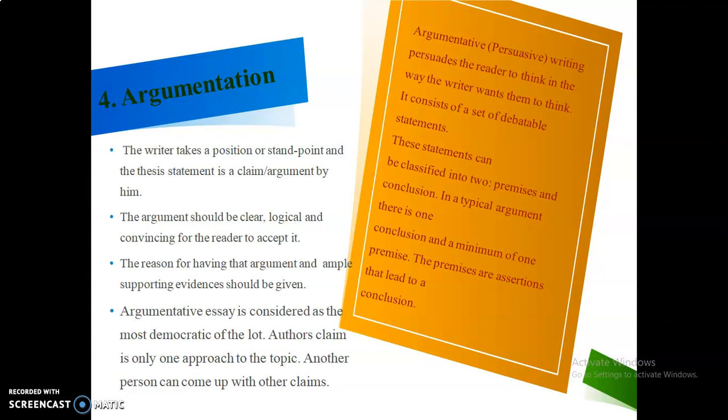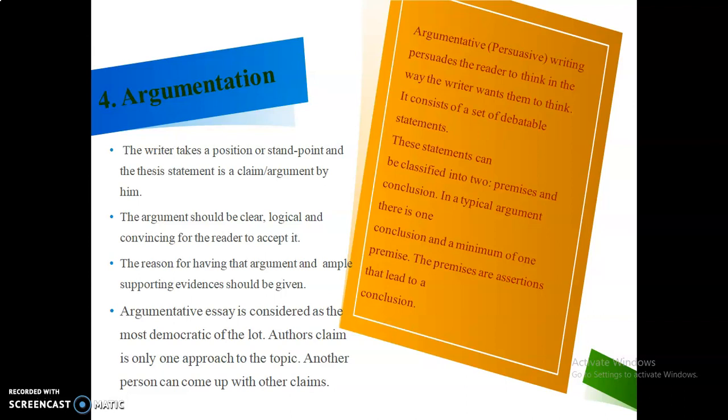In a typical argument, there is one conclusion and a minimum of one premise. A premise is the basis on which the argument is going forward, and the conclusion is the result that we get after analyzing the premise. The premises are assertions that lead to a conclusion.